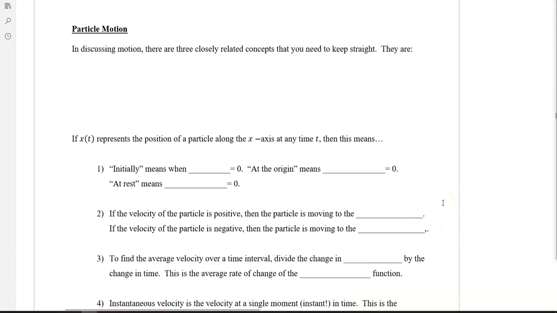All right. So, particle motion is a great way that we can start applying this calculus, the concepts of it, that we've been learning. And particle motion is exactly what it means. It's describing the motion of a particle, right?